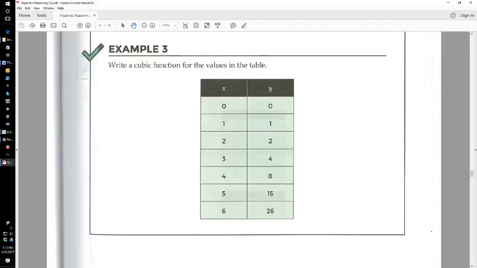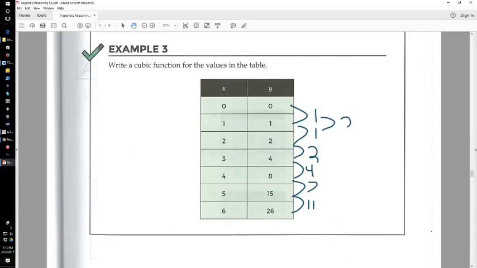All right, this is example 3. We're still in section 7. But write a cubic function for the values of the table. So again, we just start subtracting on out. So 1 minus 0 is 1, 2 minus 1 is 1, 4 minus 2 is 2, 8 minus 4 is 4, 15 minus 8 is 7, and 26 minus 15 is 11.